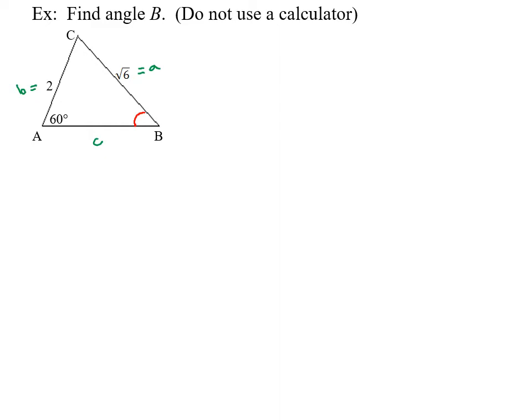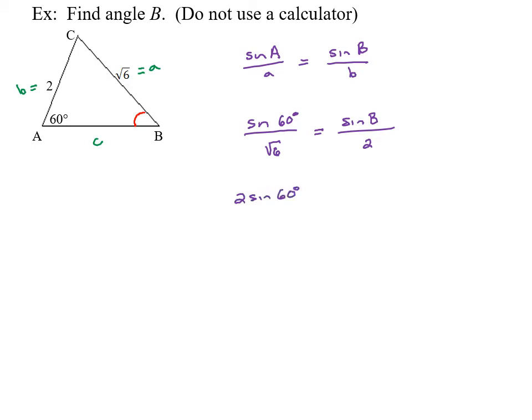So I have A and A, and I have B side, but not B angle. So that's what I'll do. I will do sine of A over A and sine of B over B. Because I know everything about A. Sine A is 60, and side A is root 6. Sine B is what I'm looking for, so I can find the angle B. And side B is 2. So if I move the 2 to the left-hand side, I'll get 2 times sine 60 over the square root of 6 equals sine B.